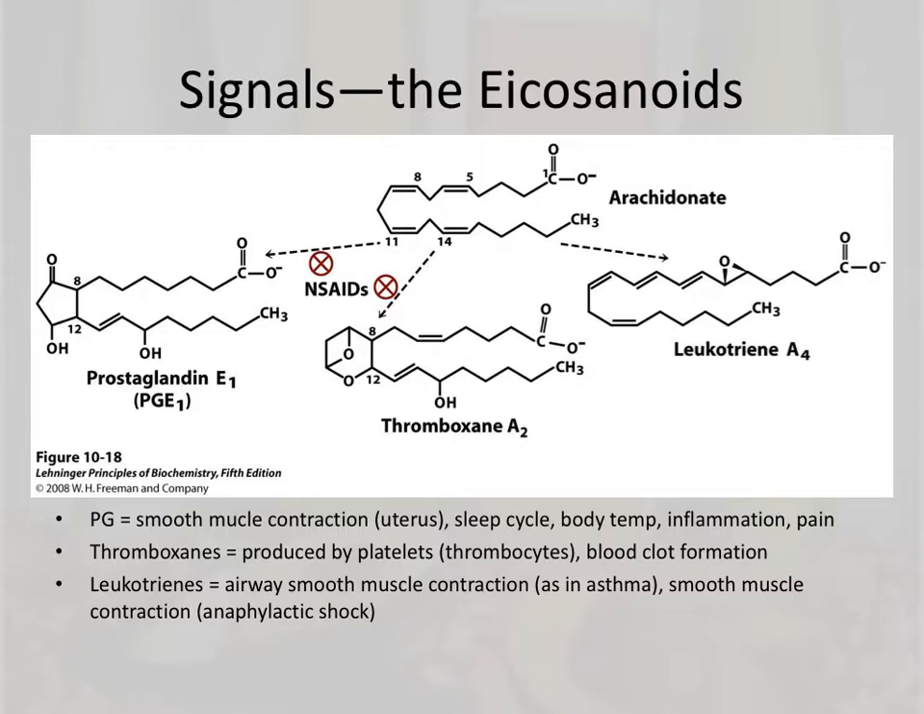Does anyone know why they're called prostaglandins? What does it sound like? Prostate. That's because it was first isolated from sheep prostate, so they used to think it was only for male hormones. But as you can see, it actually helps with contractions, sleep cycle, temperature, inflammation, which is a big one, inflammation and pain.